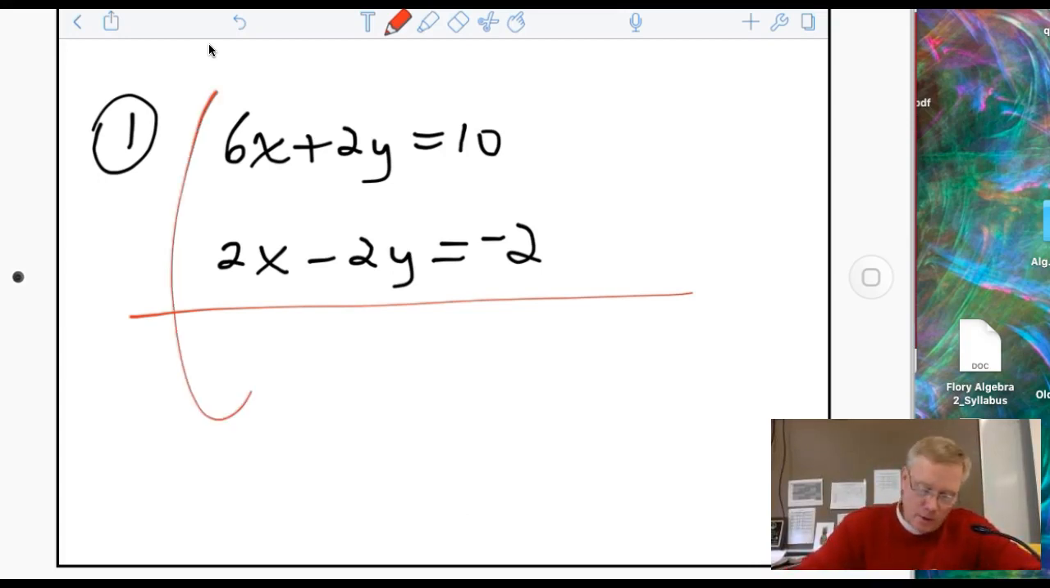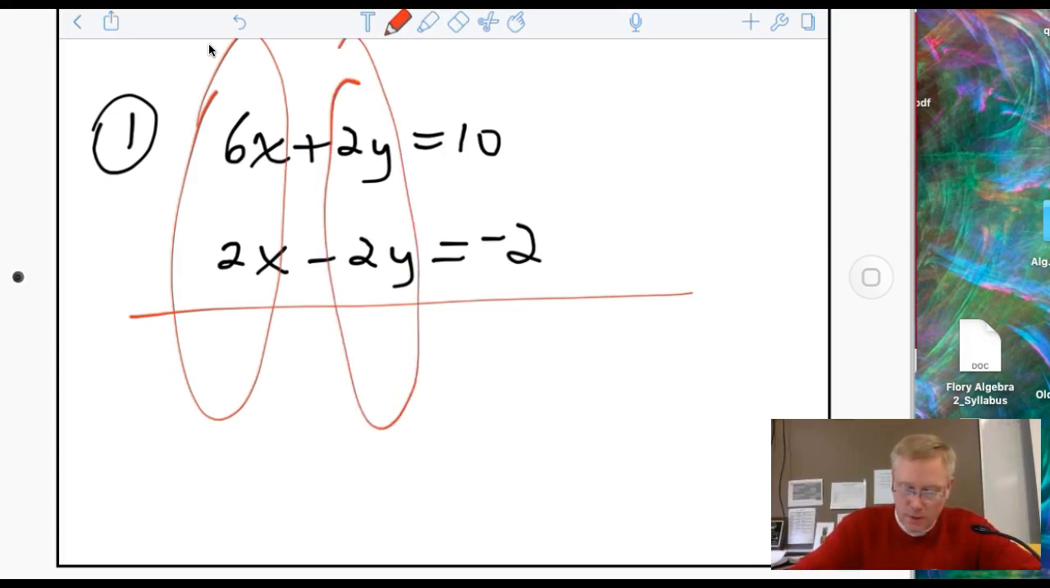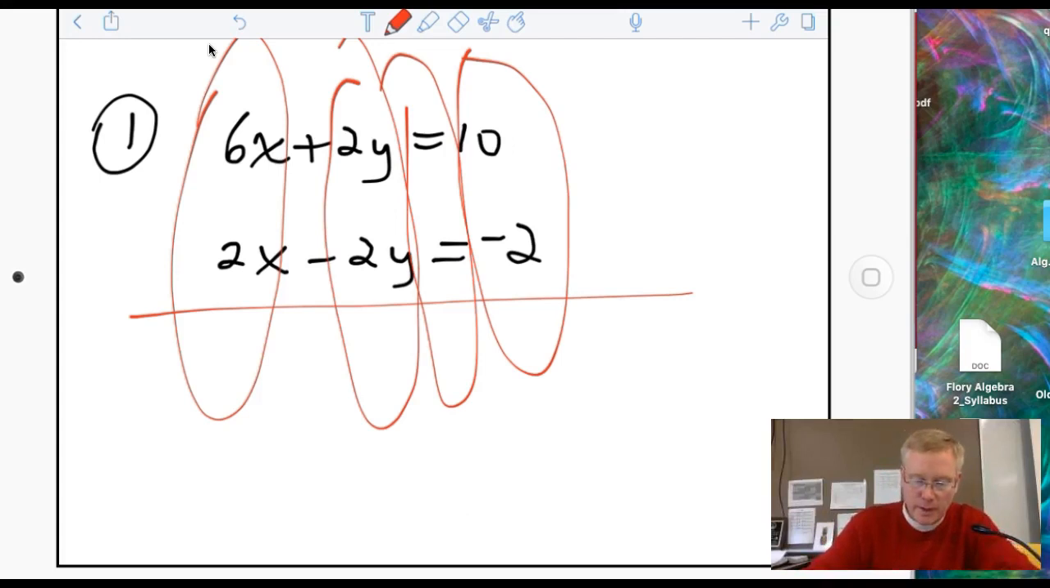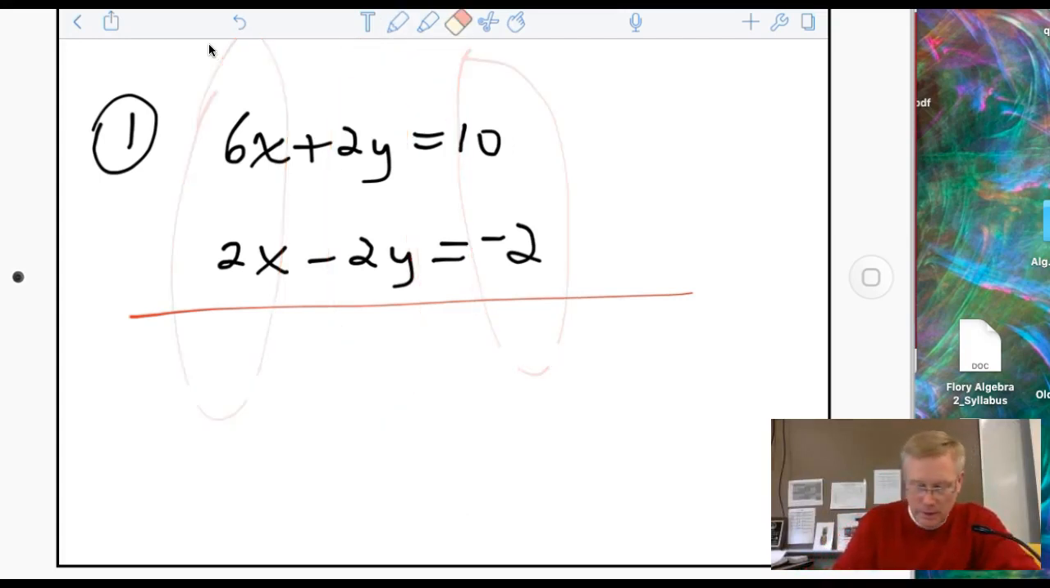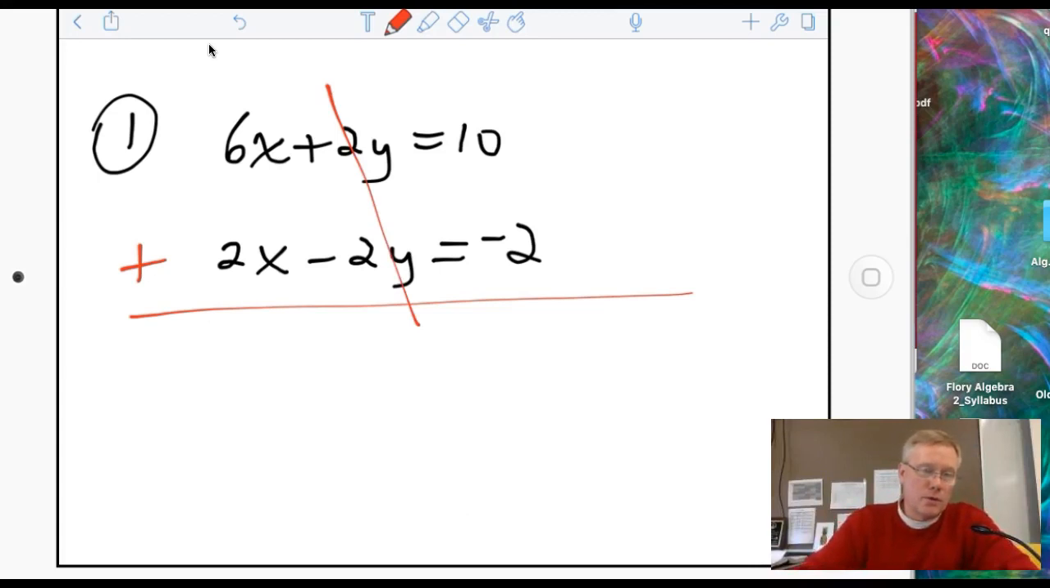Notice how my x's are all aligned, my y's are all lined up, my equal signs are all lined up, and all my numbers are lined up. That's the form you've got to have in order for this to work. Now this one's set up beautifully for it because if I add straight down right now, one of my variables cancels out. The y's, you have 2y and negative 2y. That's perfect. That's what you want.